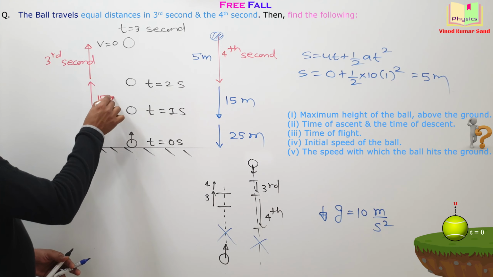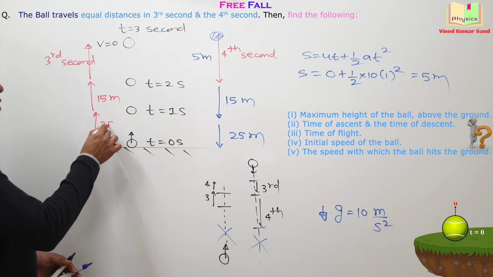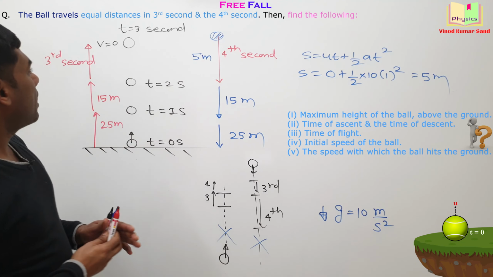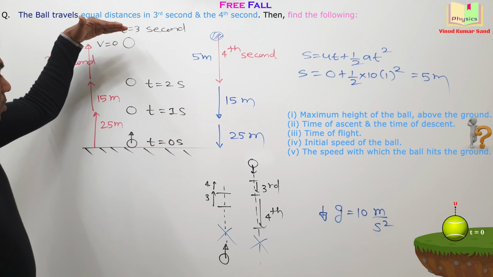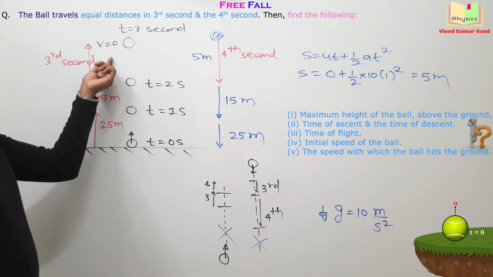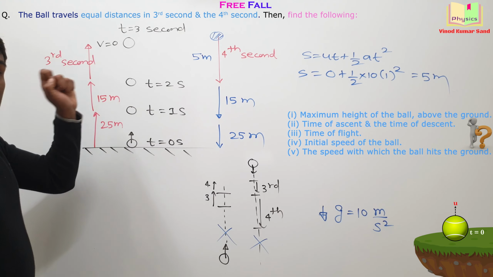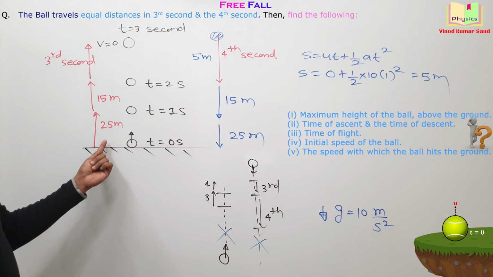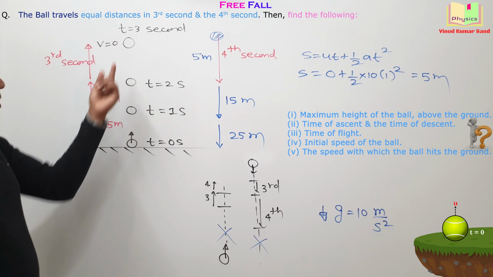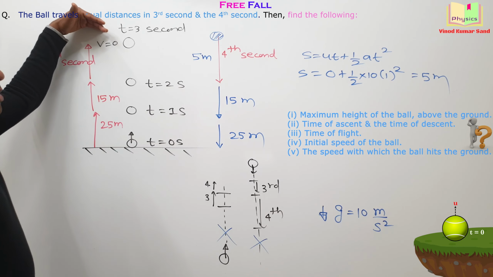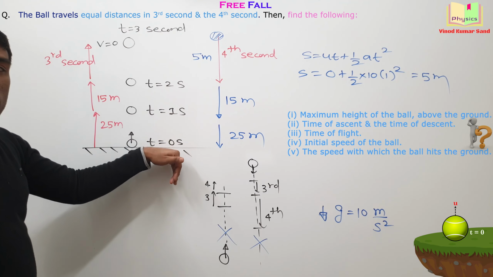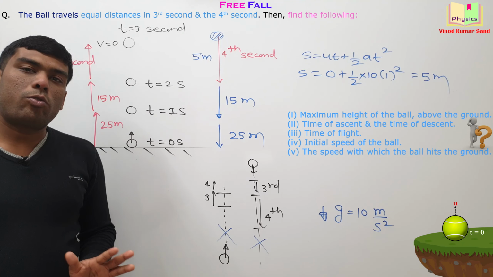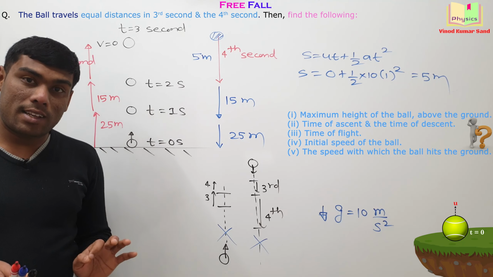This will be 15 meters. This will be 25 meters. Now, we can easily answer how much is the maximum height of this ball with respect to the ground. 25 plus 15 plus 5. Getting it? 45 meters is the height of this ball above the ground. How much is the time of ascent? You can easily tell time of ascent is 3 seconds. How much is the time of descent? It will also be 3 seconds. What is the total time of flight? It will be equal to 6 seconds.